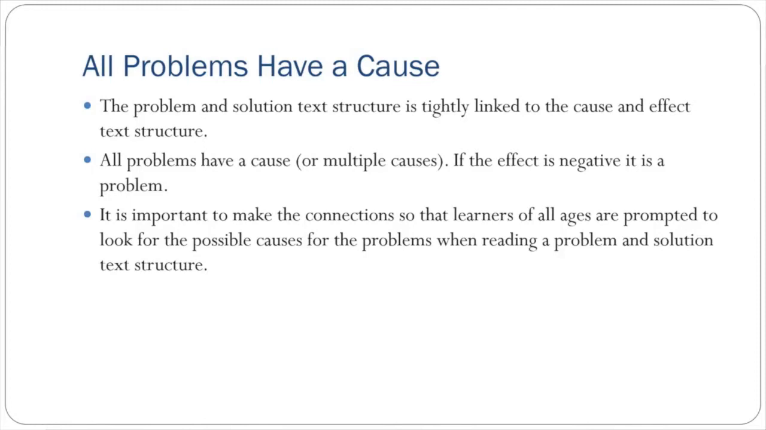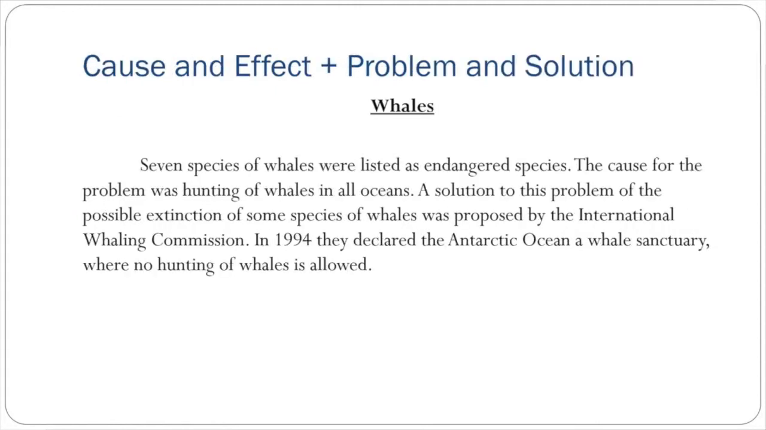All problems have a cause. The problem and solution text structure, therefore, is tightly linked to the cause and effect text structure. As I stated earlier, all problems have a cause or multiple causes. If the effect is negative, it is a problem. It is important to make the connections so that learners of all ages are prompted to look for the possible causes for the problems when reading a problem and solution text structure passage.